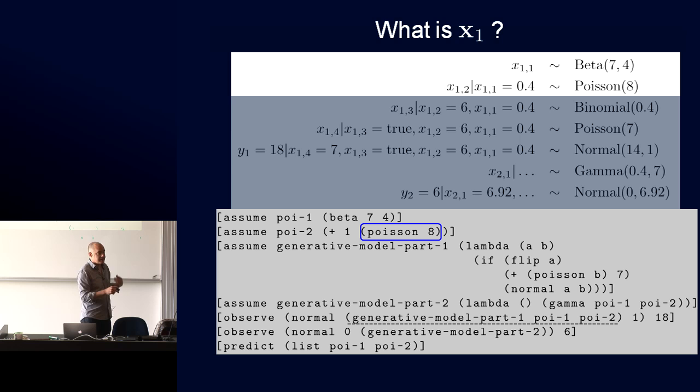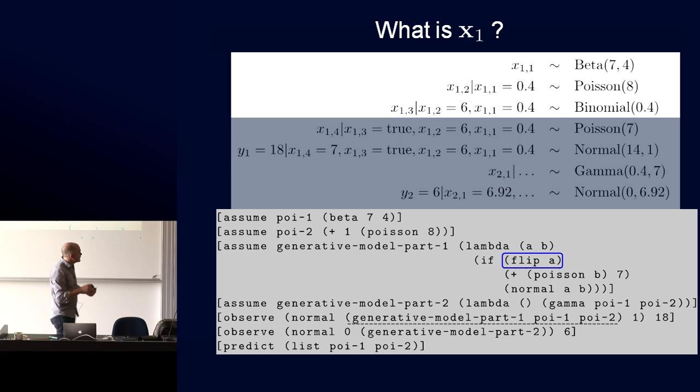It defines the procedure, but it doesn't actually execute its internals. Right? Same thing for the next line. We assume generative model part 2 is just this thunk, so it doesn't actually do anything. It doesn't evaluate anything in here. It just makes a procedure. The next time we do anything actually is down here.